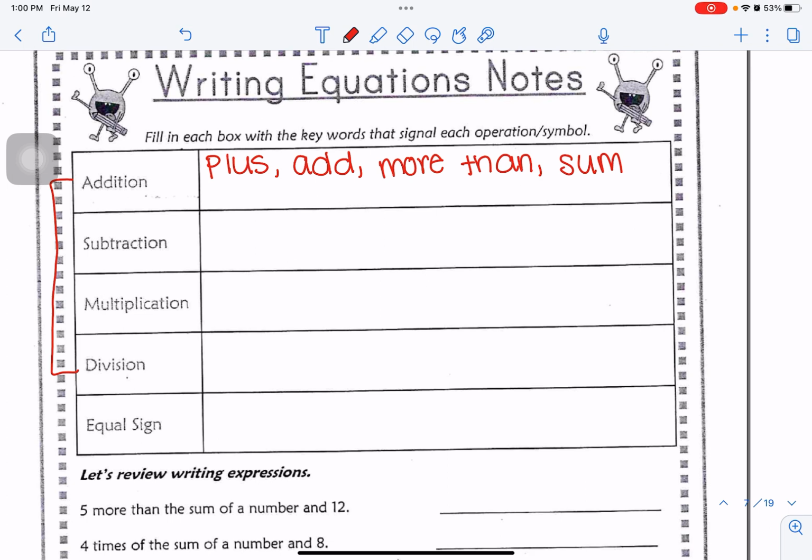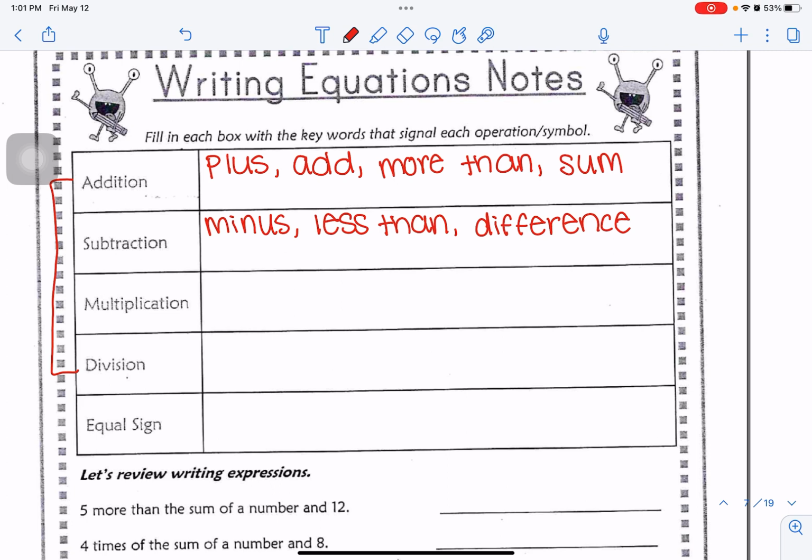For subtraction, see minus, less than, and the difference. And when you're saying the difference, that's again like saying find the difference between 10 and 4. Well, that's telling you to subtract 10 and 4.